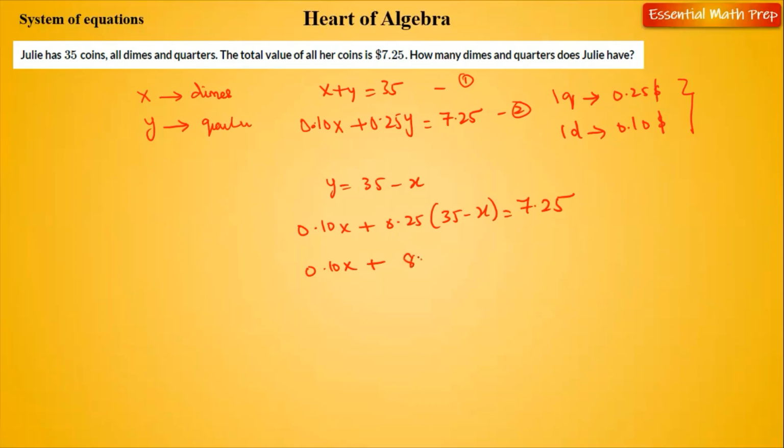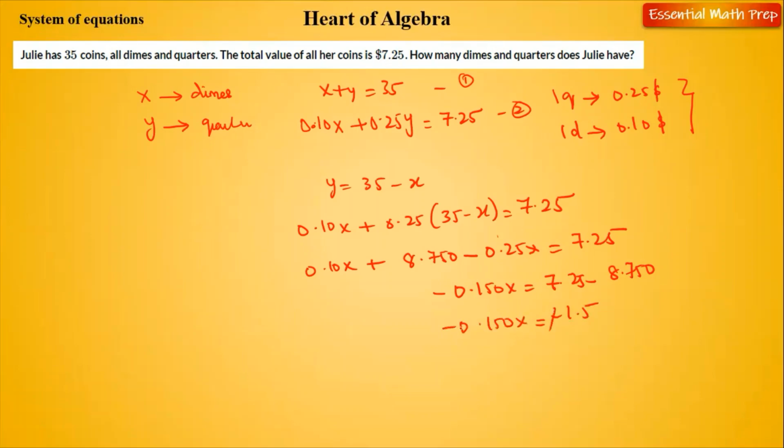That's 8.750 minus 0.25X equals 7.25, right? 0.10 minus 0.25 is negative 0.150X equals 7.25 minus 8.750. That would be negative as well. So 7.25 minus 8.75, that's negative 1.5. Negative 0.150X equals negative 1.5. So X equals 1.5 divided by 0.15. That's 10. So X is 10 coins.